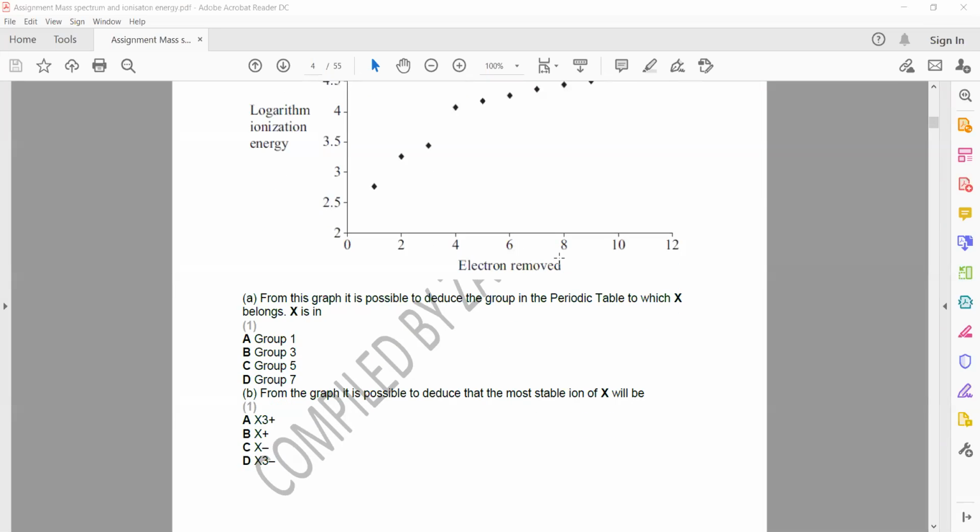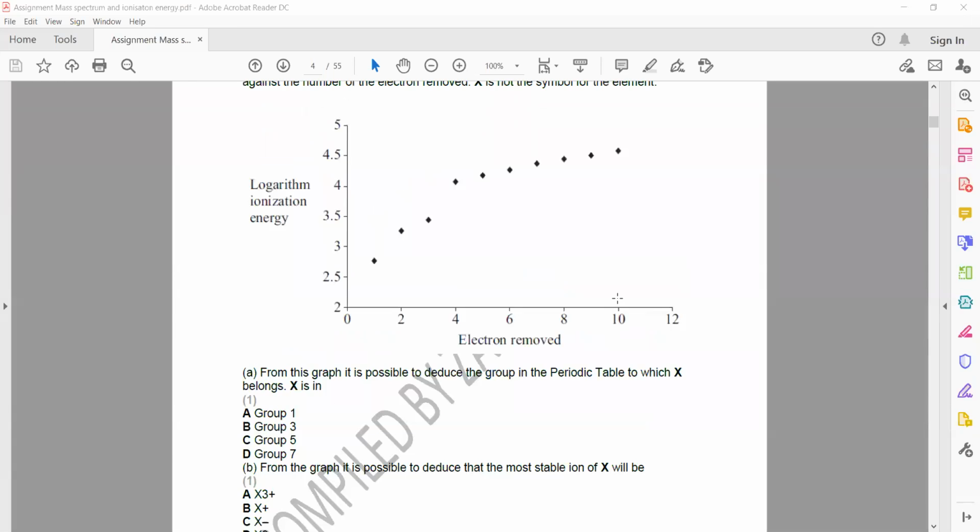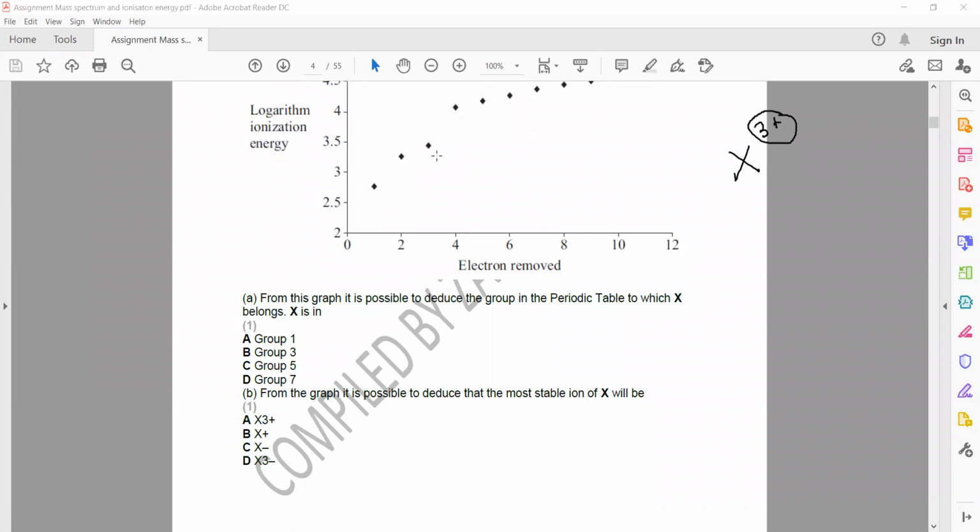From the graph, it is possible to deduce the most stable ion. So if it is a group 3 element, what will be the charge? Group 3 tends to lose electrons because it is a metal. So what does group 3 tend to do? Group 3 tends to lose all of their valence electrons. So what will be the stable ion when they lose electrons? It will be X with a charge of 3 plus, or +3.